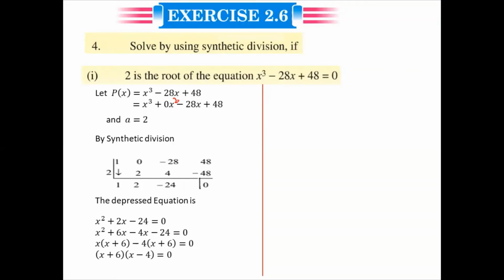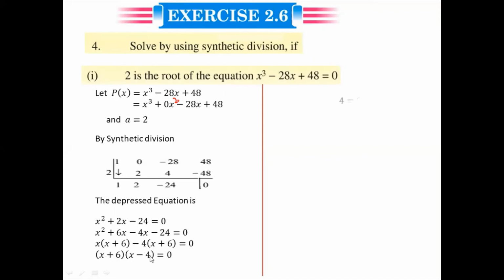Now we can factorize this equation. We have to find two factors so that when we multiply these two factors we have minus 24, and when we add these two factors we have 2. So 6 and 4 are the two factors, and we take positive with 6 and negative with 4. So we can write this as x square plus 6x minus 4x minus 24. Here we take x as common from the first two terms, and from the last two terms we take minus 4 as common. So we have x plus 6 and x plus 6, we take x plus 6 as common, so we are left with x minus 4.